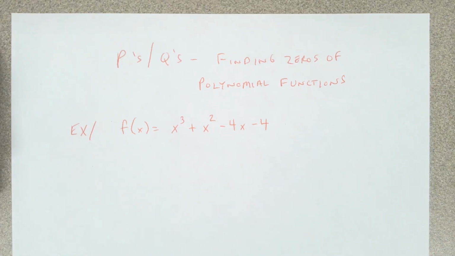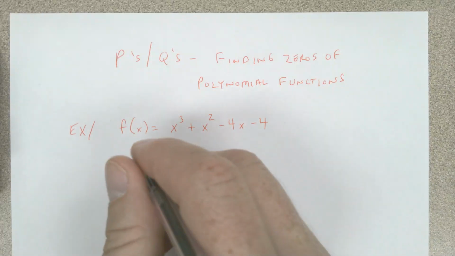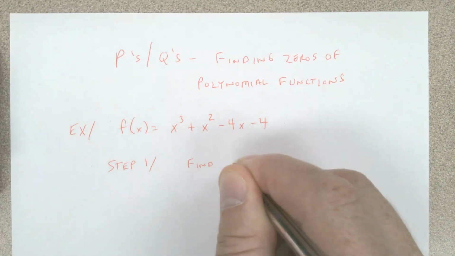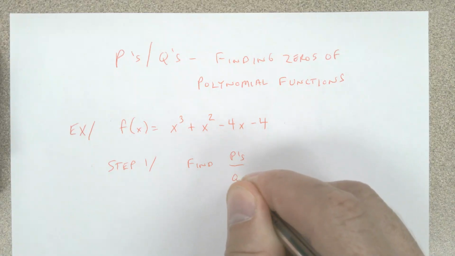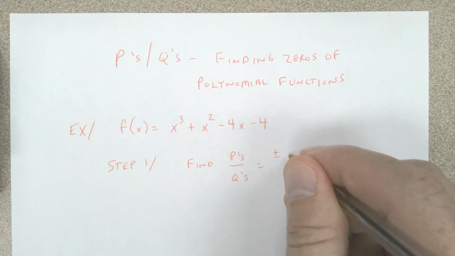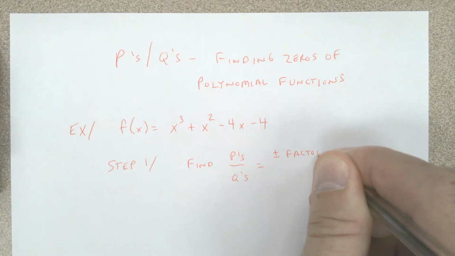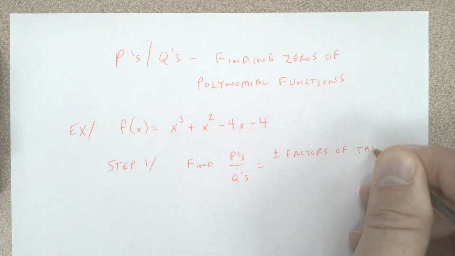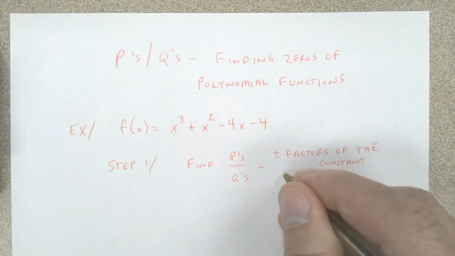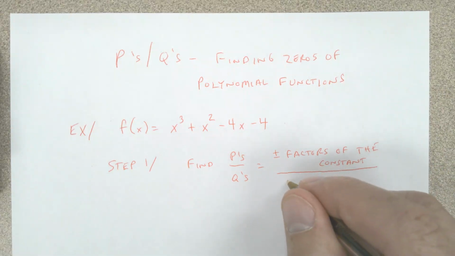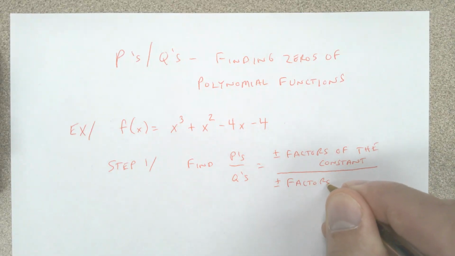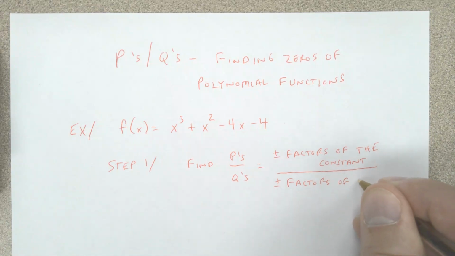Step one, I'm going to give you a little step-by-step process here. Again, we're finding the zeros. Step one, we are going to find the P's and Q's. Now let's talk about what those are. So the P's, these are our factors, or plus minus factors of the constant, which in this case the constant is -4. The Q's are the factors, again the plus minus factors of the leading coefficient.